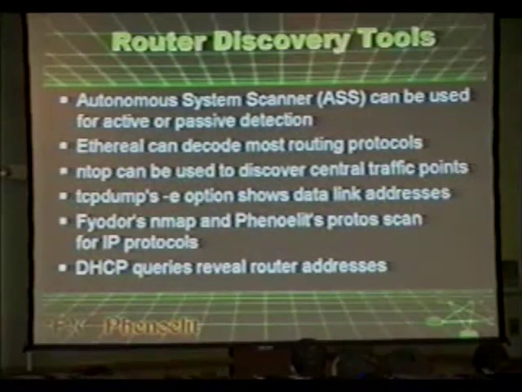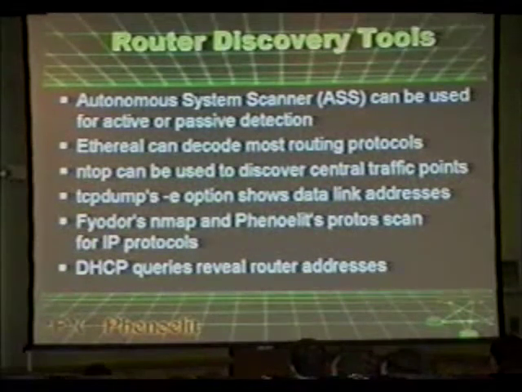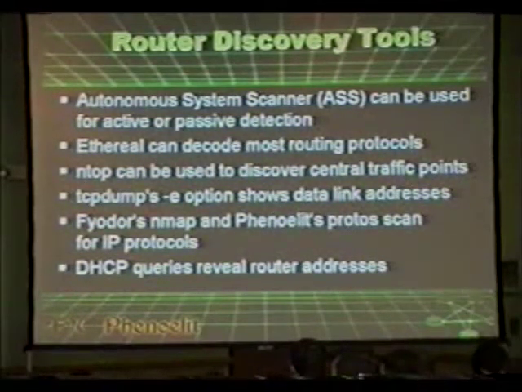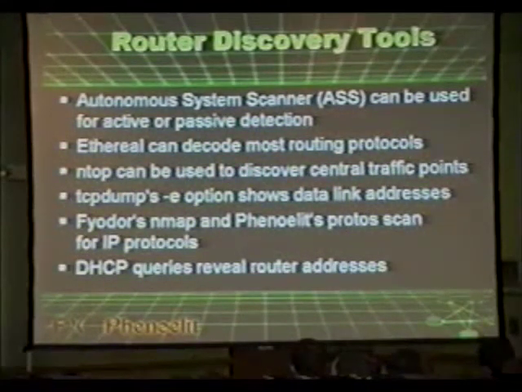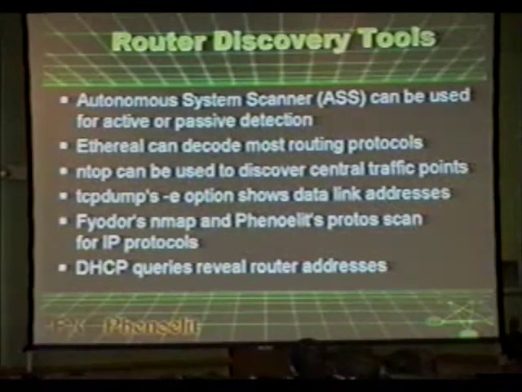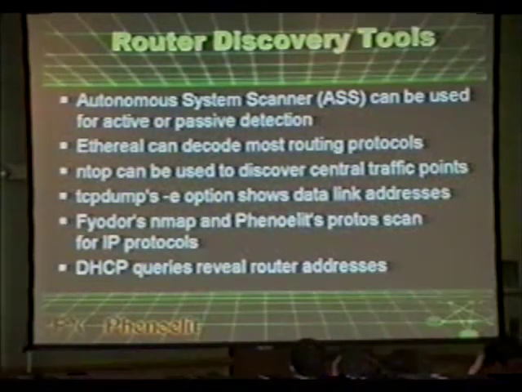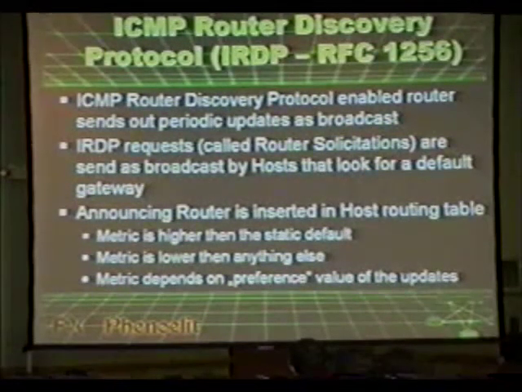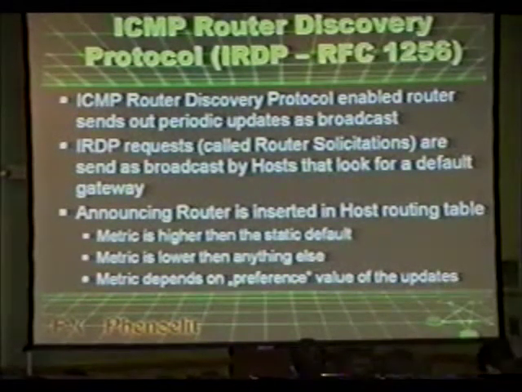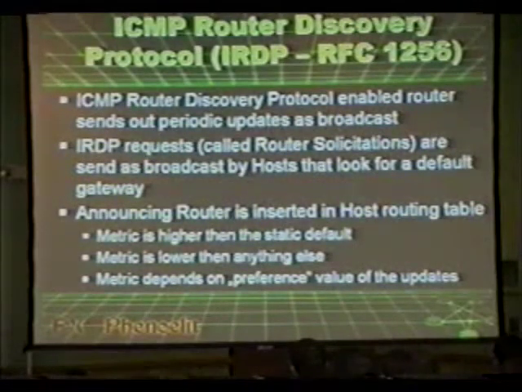You basically go down all the IP protocols, and that's a negative scan, so you wait for ICMP protocol unreachable messages, and if they don't appear, this thing is probably running this protocol. And if you get a router by DHCP query, well, why not use it? ICMP router discovery protocol. Okay, I mixed that up. IRDP.